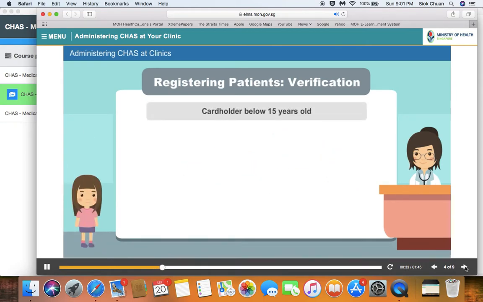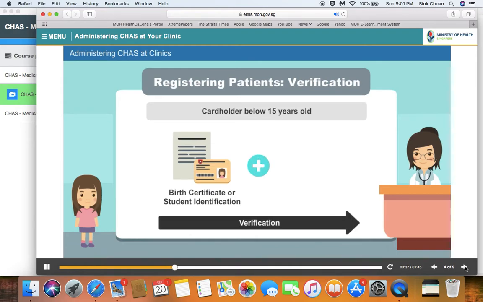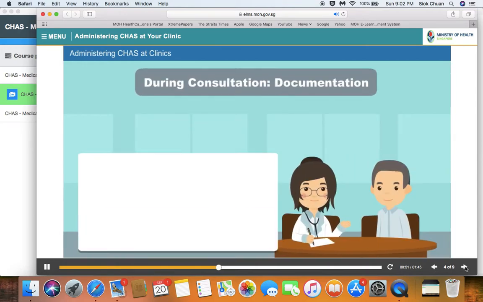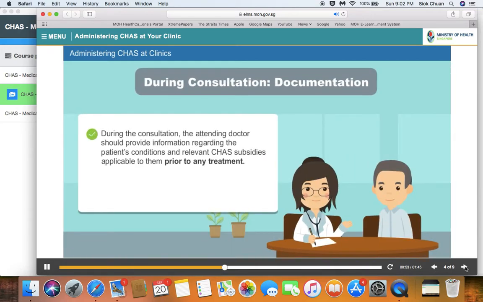Cardholders below 15 years old are to present their birth certificates or student identification together with a CHAS card for verification. If a patient forgets to bring his or her CHAS card, you may check the MOH Healthcare Claims portal to verify their CHAS status. During the consultation, the attending doctor should provide information regarding the patient's conditions and the relevant CHAS subsidies that are applicable to them prior to any treatment.